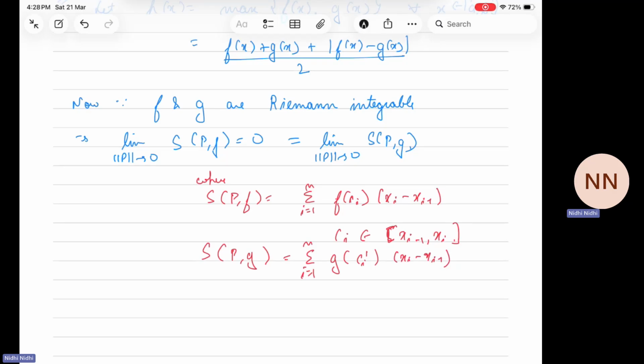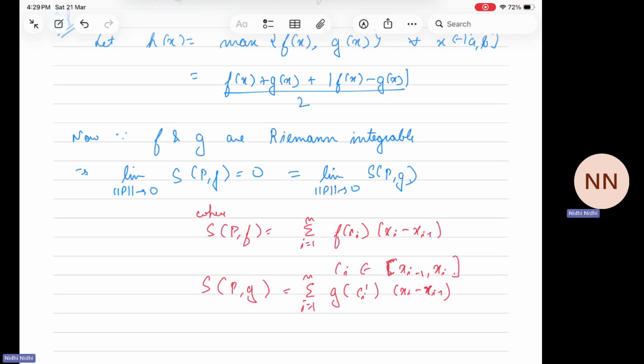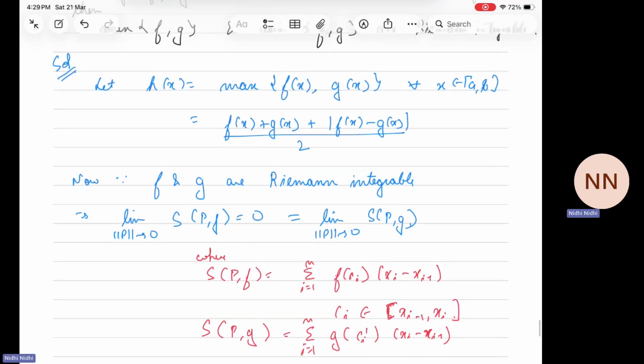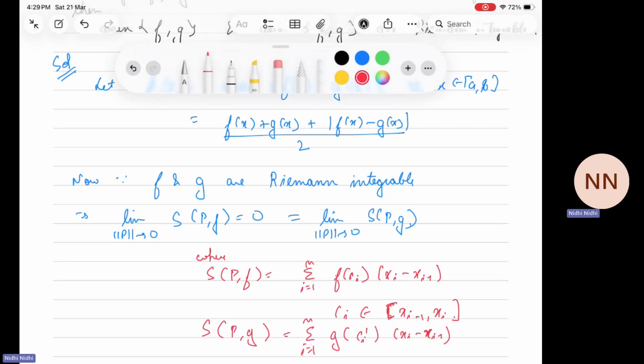Now, since these functions f and g are integrable, no matter what c_i's or c_i primes we take, as the norm of P tends to 0, the limit should always converge to 0. So using the algebra of limits, we can see that the limit as norm of P tends to 0 for S(P, h) will also be 0. Let's see in detail how we get that.